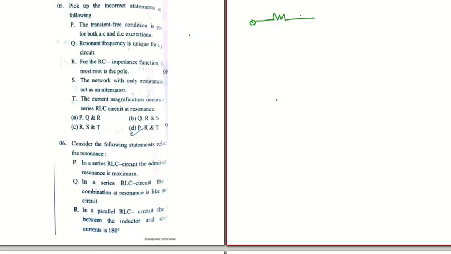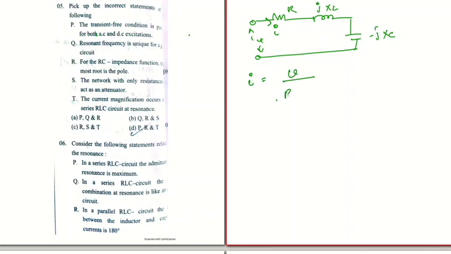First of all, I am going to draw a series RLC circuit. So this is a series RLC circuit. This is our resistance, this is our inductive reactance, this is our capacitive reactance, and this is our voltage. Now a current I is passing through this, and the equation of I will be V divided by R plus jXL minus jXC, or V divided by R plus j into XL minus XC.